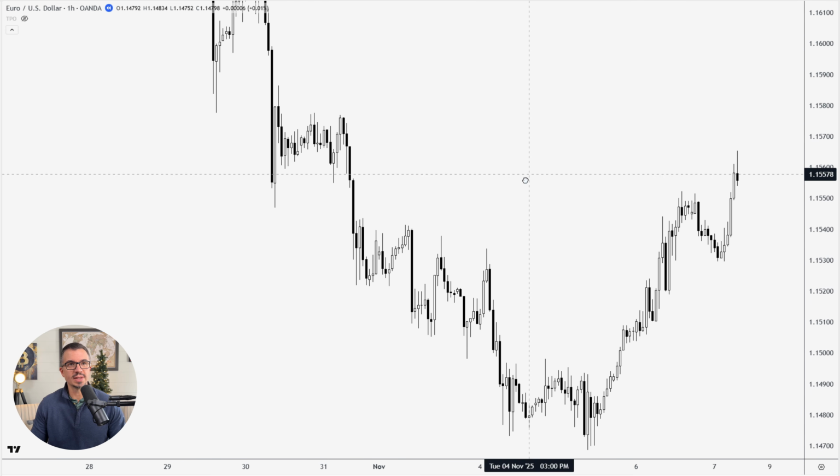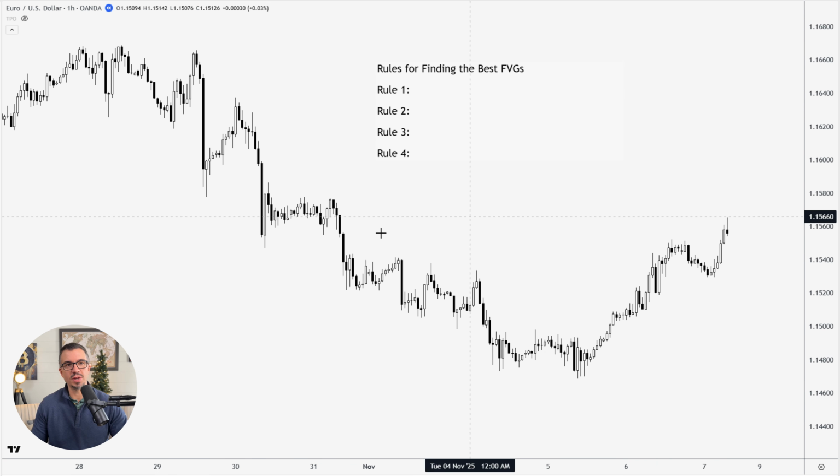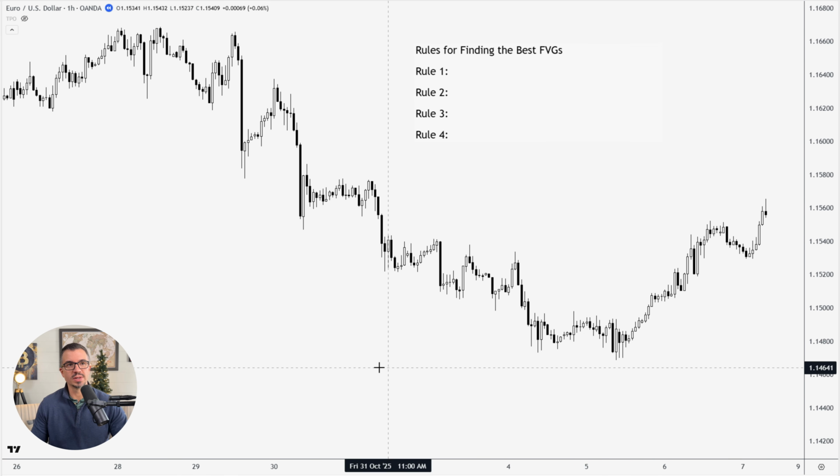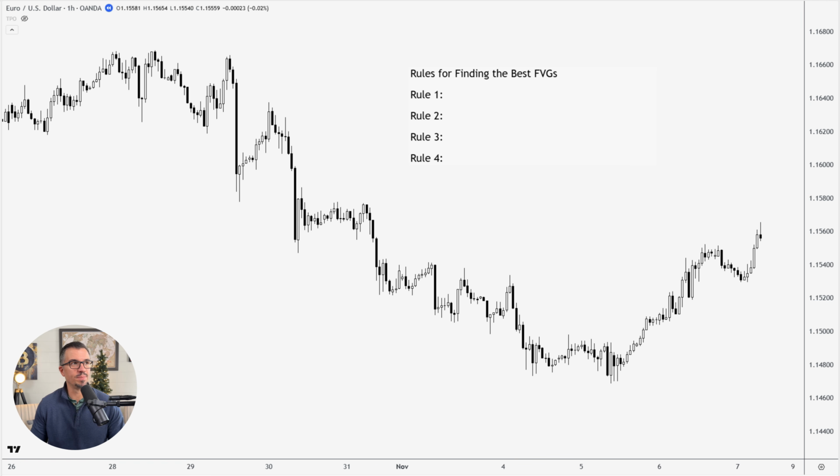So looking at this hourly chart, let's talk about some rules for trading FVGs. Before we do that, I want to look at this trend here on the euro and run through some directional bias analysis quickly. If you missed the last video on that, I encourage you to go check that out. I'll link to it at the top of this video. I explain break of structure and change of character very simply in that video, so that is a must watch after this one.